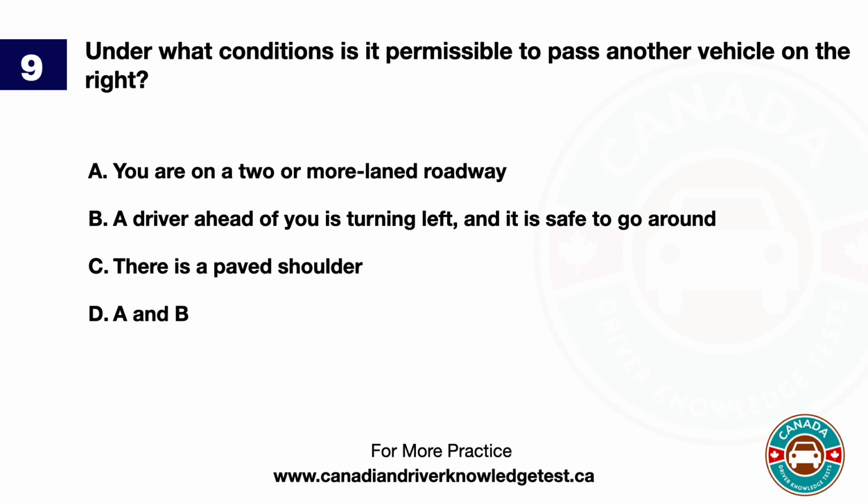Question 9. Under what conditions is it permissible to pass another vehicle on the right? A. You are on a two or more laned roadway. B. A driver ahead of you is turning left, and it is safe to go around. C. There is a paved shoulder. D. A and B. The answer is D, A and B.